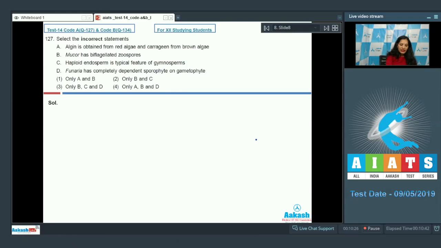Algin is obtained from red algae and carrageen from brown algae? No. Carrageen is obtained from red algae and algin is obtained from brown algae. So this is an incorrect statement. Mucor has biflagellated zoospores? No, Mucor reproduces asexually with the help of sporangiospores, not by zoospores. So this is also incorrect.